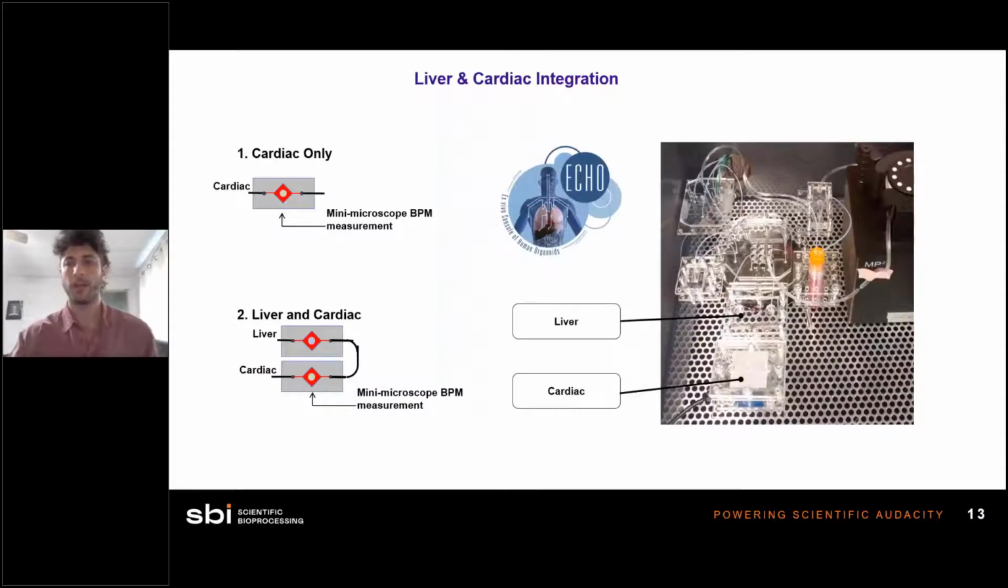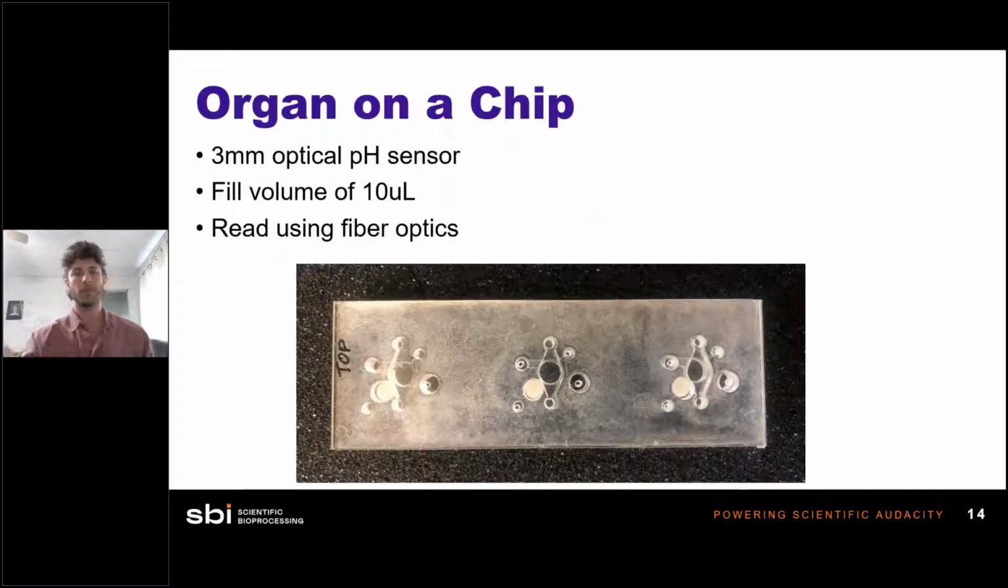So here's what an organ on a chip setup looks like, and you can see a few of the places that I just mentioned. There's the media reservoir, that little vial with the media that you see. There is the perfusion loop and the tubes, and then there are also the reservoirs and the channels in the chip itself. And here's what that looks like. This is an organ on a chip customer that we're working with, and you can see the 3 millimeter pH sensors. They're the little white spots that you see in the reservoirs in this organ-on-a-chip device.